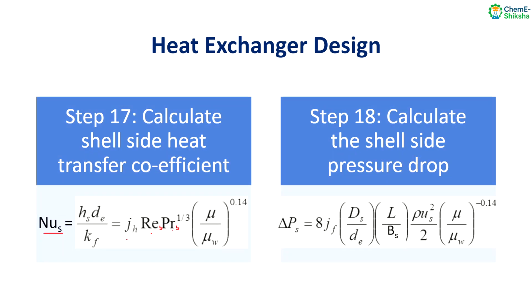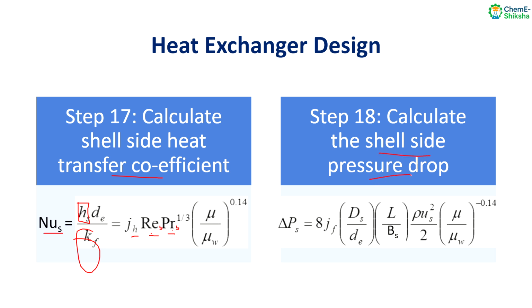If we know Jh, we already know the Reynolds number, Prandtl number, mu and mu w. Then we can calculate the Nusselt number, and we also know dE, the shell equivalent diameter, and the shell side fluid thermal conductivity. So from this equation we can calculate Hs, that is the shell side fluid heat transfer coefficient.